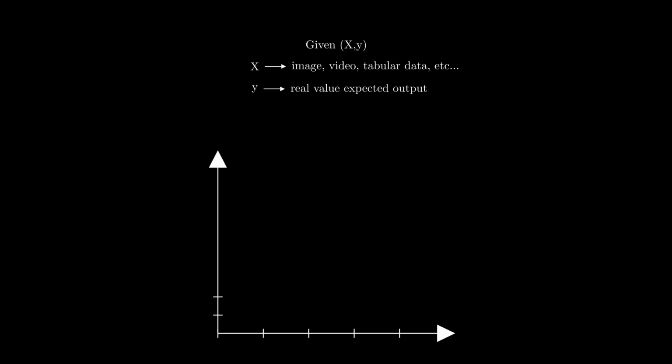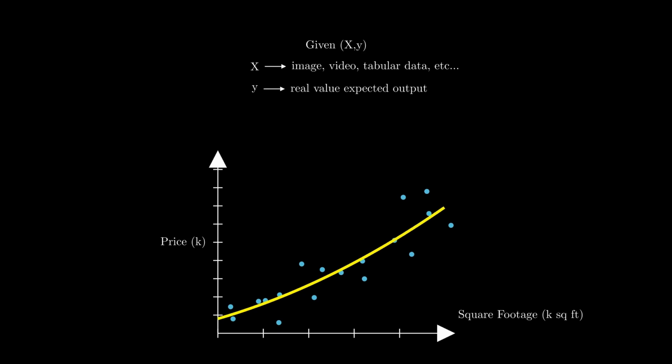Let's assume that our dataset is given as x and y, where x represents our inputs that could be images, videos, or tabular data, and y represents the real value, the expected outputs from the model. For example, imagine that we are predicting the price of houses based on their square footage. So assuming that our dataset is given by these blue dots, the goal is to fit a curve into the data that represents the blue points as best as possible, such as this yellow curve. And to find the error of the model, we take each individual point and find its distance to the yellow curve, which is shown by the red dashed line for each individual point.